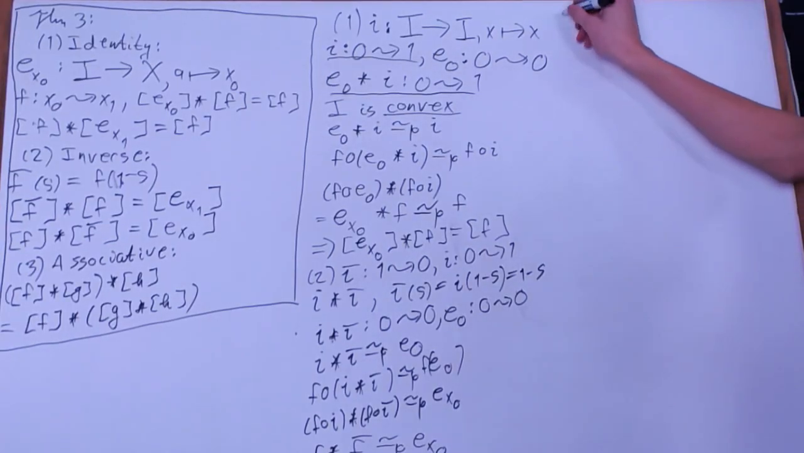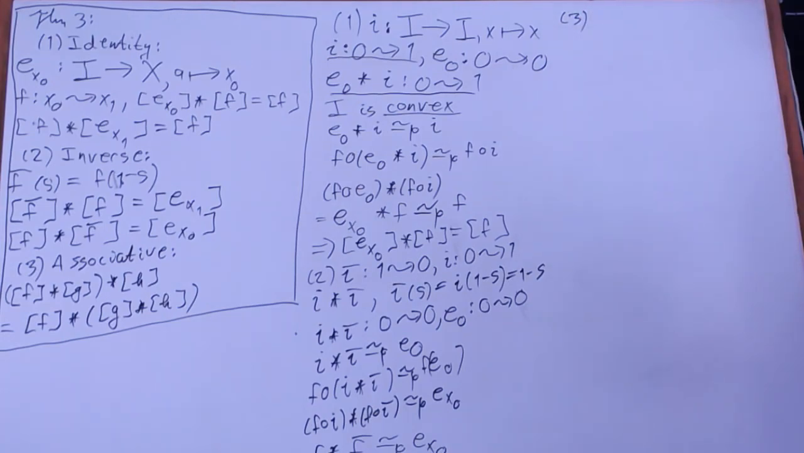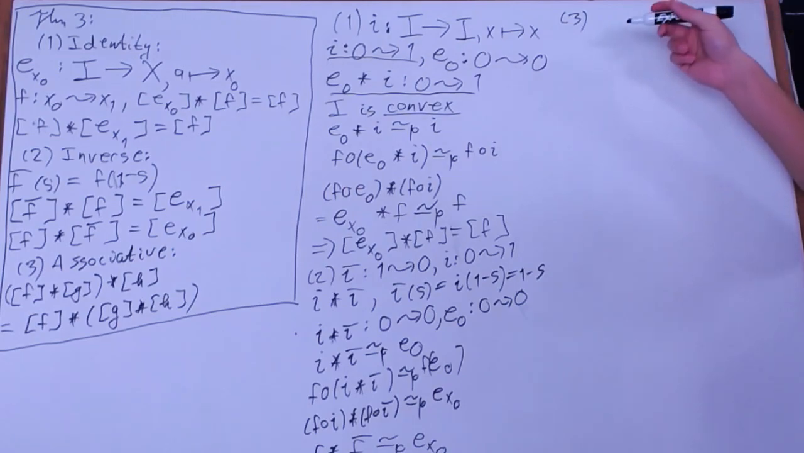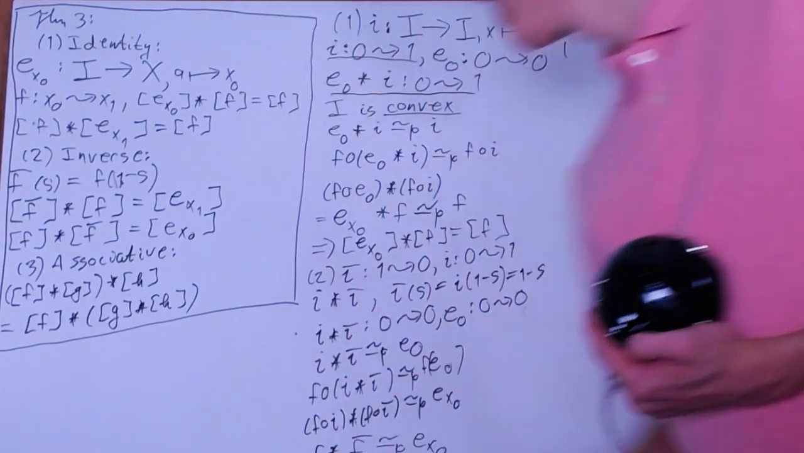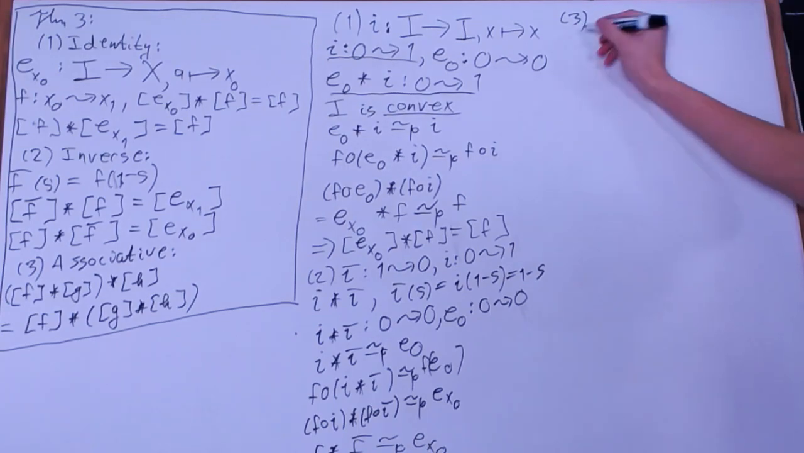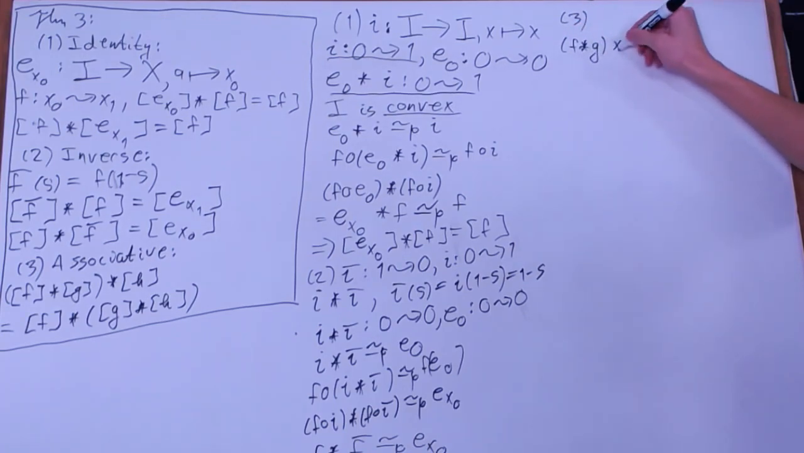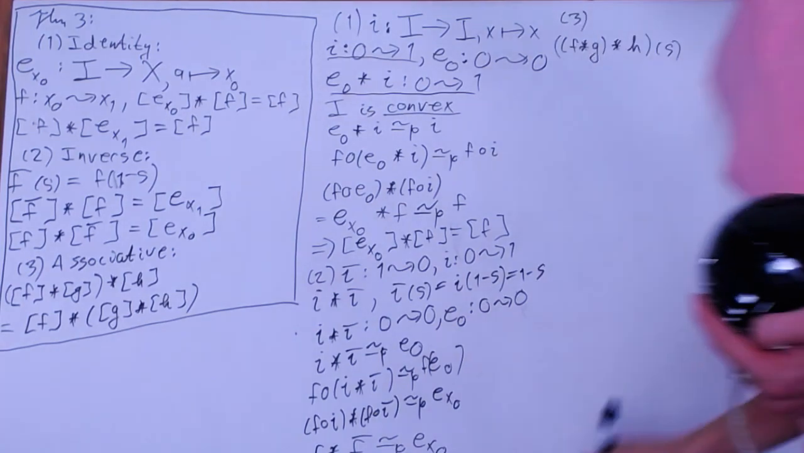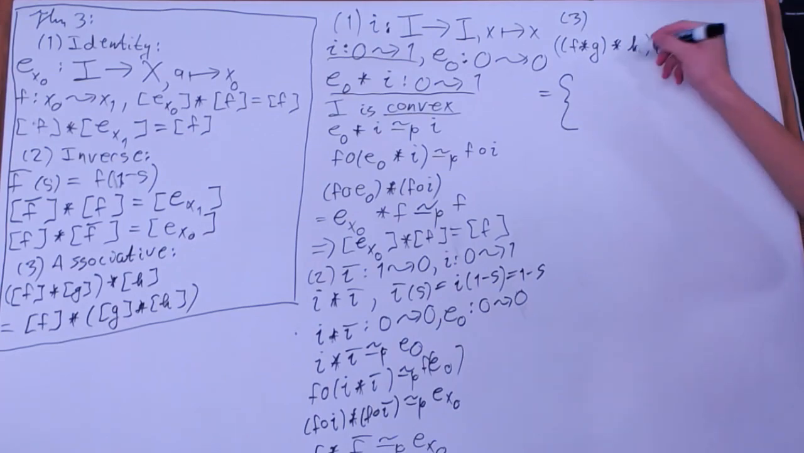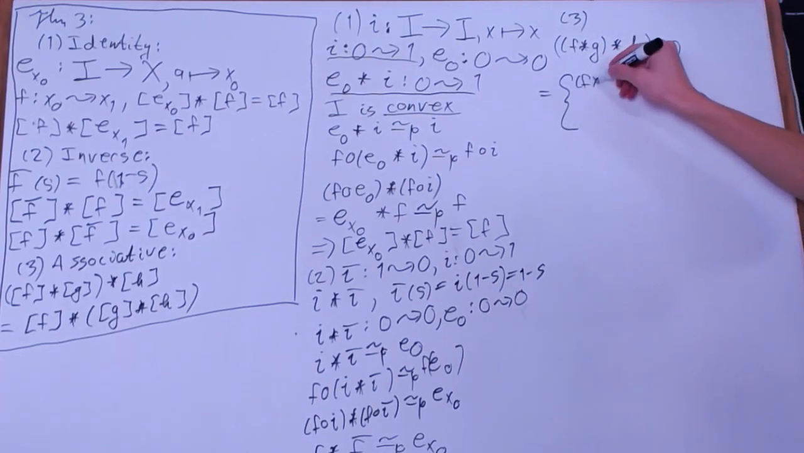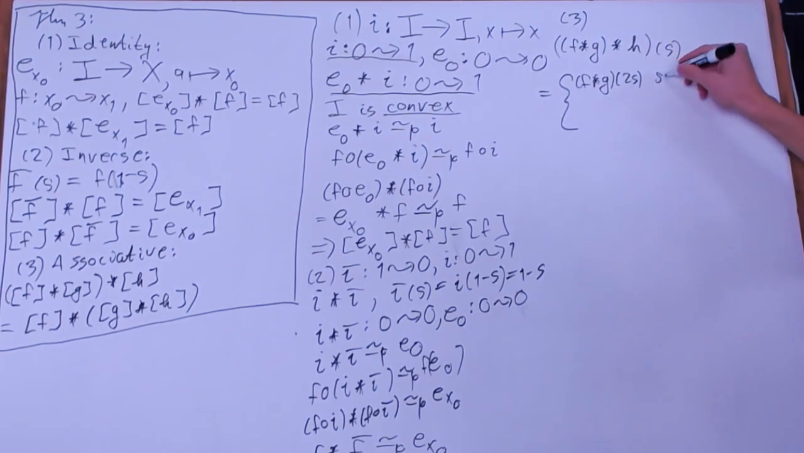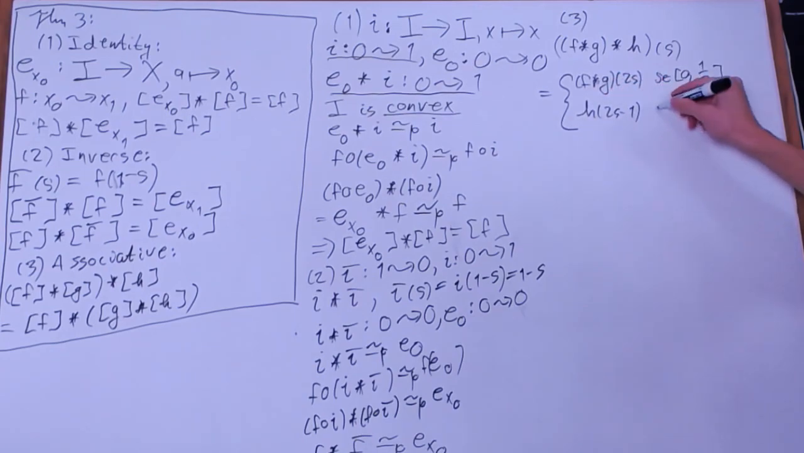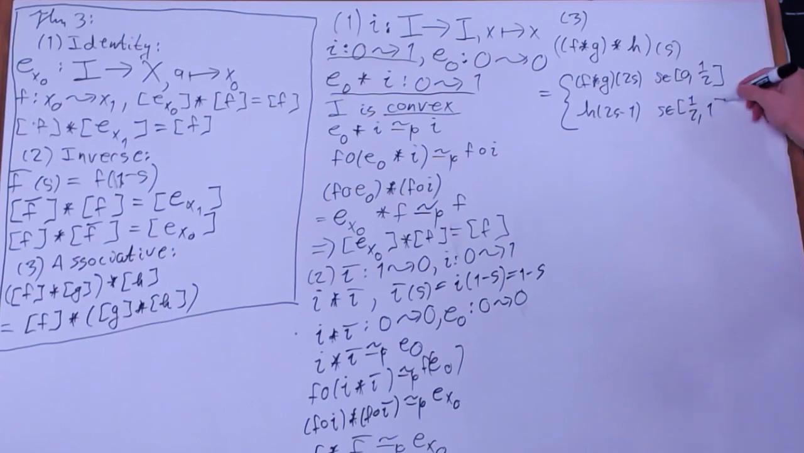Alright, let's go ahead and prove number 3. Now this one I'm going to go all the way through. It's actually very easy, it just uses some basic principles, but I'll go all the way through it just to be safe. Let's first calculate, without the classes, what f star g star h is going to be. By the definition of the product, it's going to be f star g applied to 2s for s between 0 and a half, and then h of 2s minus 1 for s between 1/2 and 1.